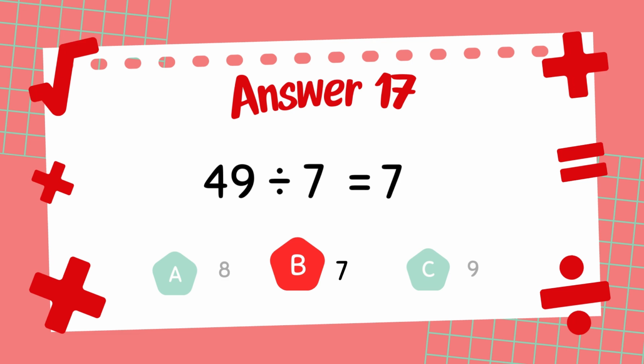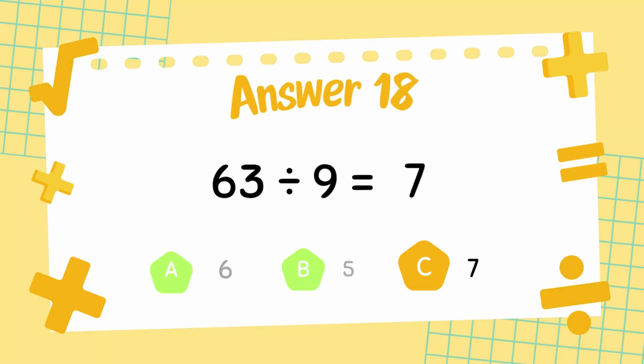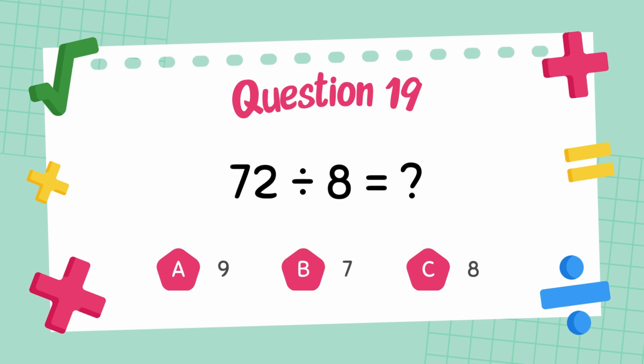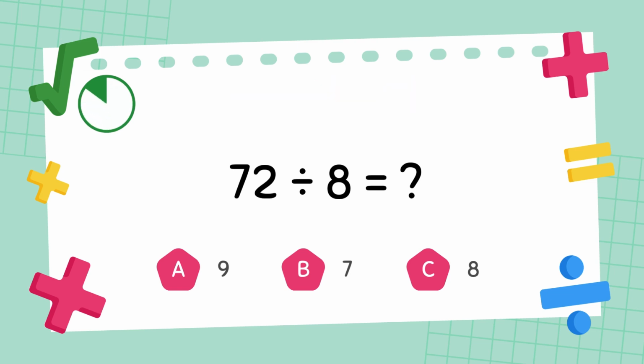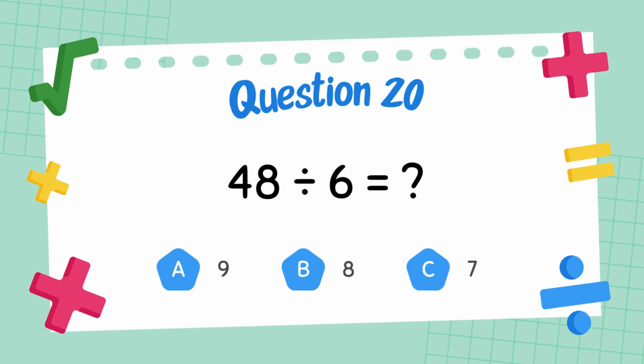The answer is 7. What is 63 divided by 9? The answer is 7. What is 72 divided by 8? The answer is 9. What is 48 divided by 6?